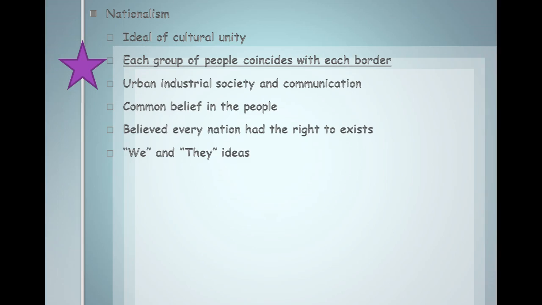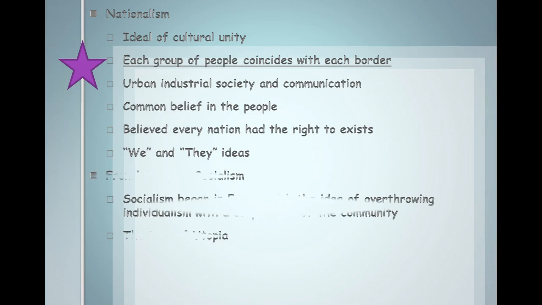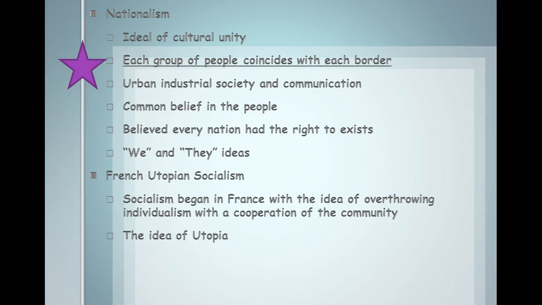You get into a we versus they kind of mentality, and that one country may be better than another possibly, and that's just kind of a side effect. We're going to see how that leads into World War I, imperialism, Hitler, etc., and we'll need to have a good idea of nationalism when we start talking about fascism and Nazism.